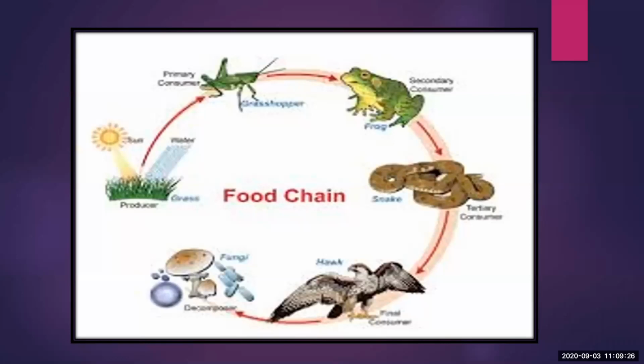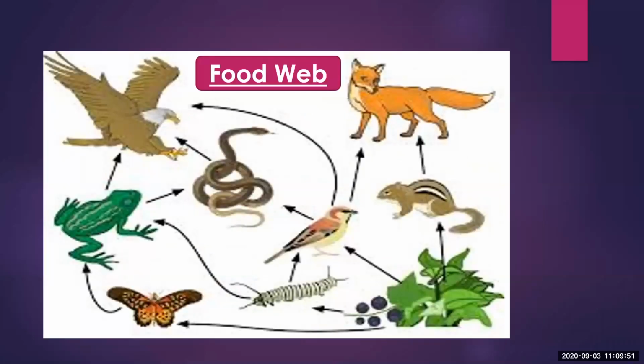So in this food chain, organisms feed on other organisms, or primary consumers feed on producers, and they form the chain, and they are all interdependent on each other. There are many food chains like this present, like you can see here.